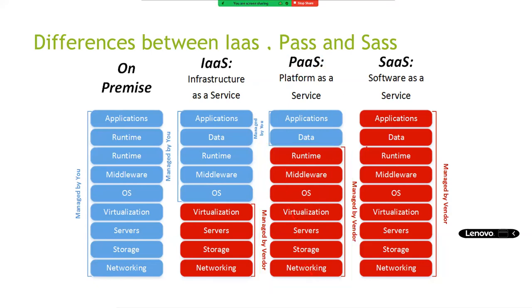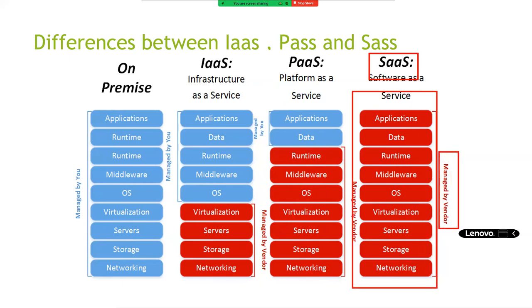Next, software as a service. See, everything is highlighted with red color. Nothing is in our control to manage. Everything is provided by Microsoft. The best example is Office.